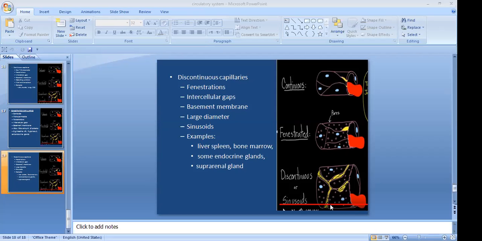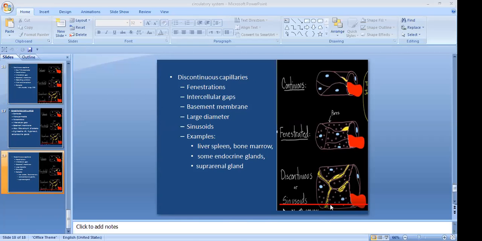The examples of discontinuous capillaries are liver, spleen, bone marrow, and suprarenal glands. And in the suprarenal gland, the important part is the medulla. In the medulla of the suprarenal glands, there are discontinuous capillaries.